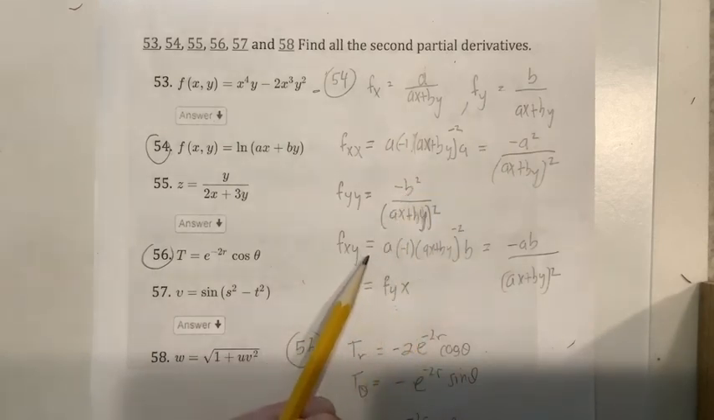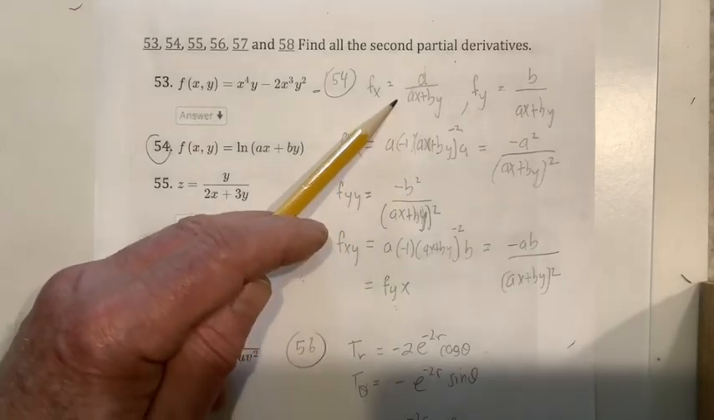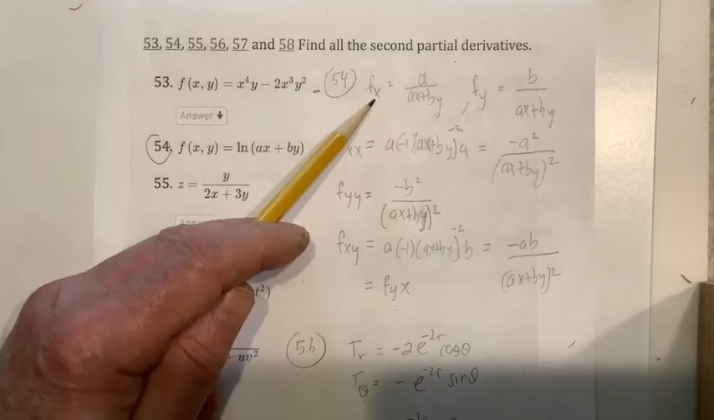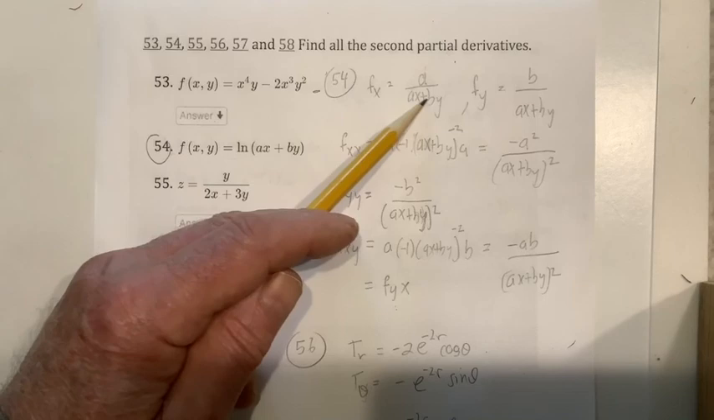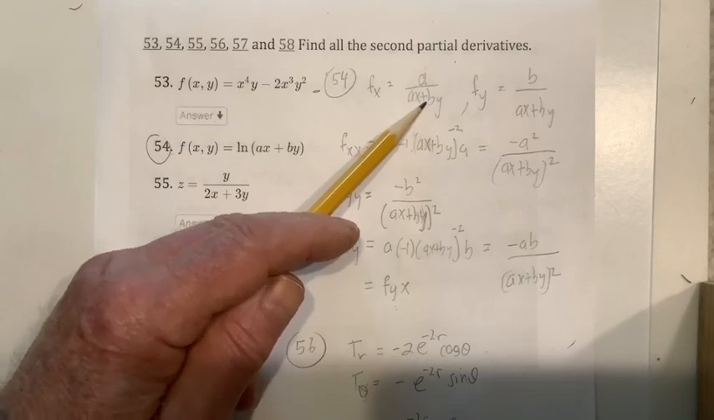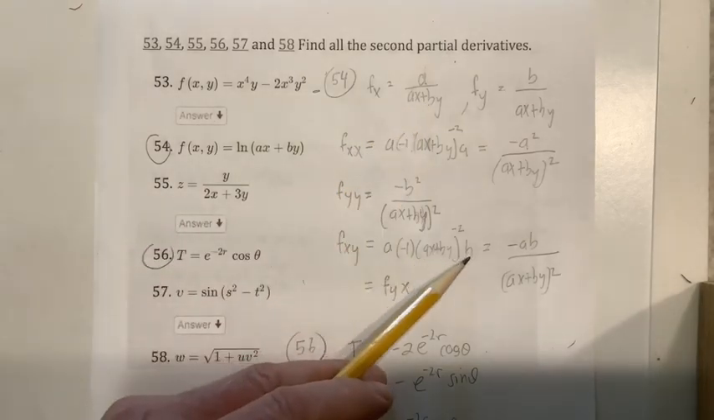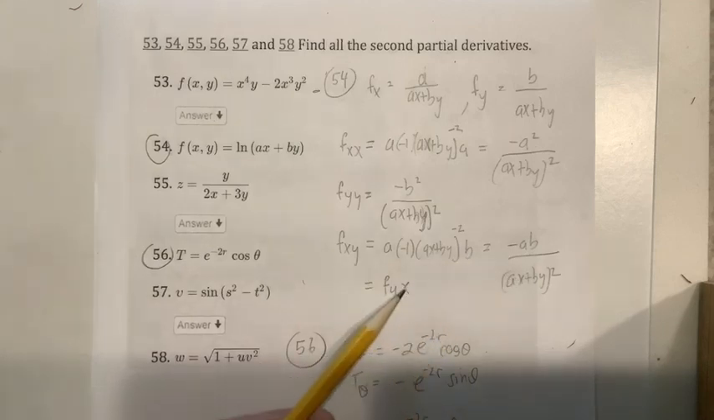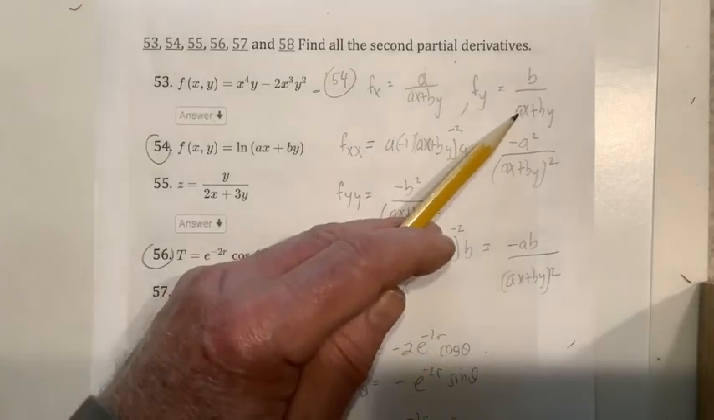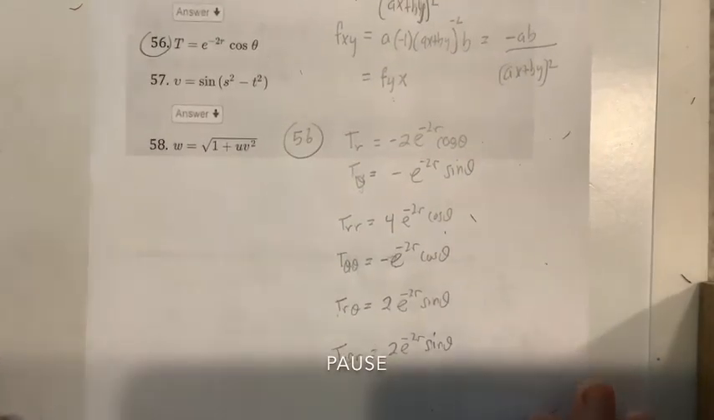And the mixed partials are going to be equal. That's what Clairaut's theorem says. If you take the derivative with respect to x and then take the derivative of this with respect to y, it's going to be a, this is to the negative 1 power, so it's ax plus by to the negative 2 times the derivative of what's inside, which would be b, so you get this. And if you were to first take this and then take the derivative of this with respect to x, you get the same thing. Okay, so hit the pause button, you can check this out.